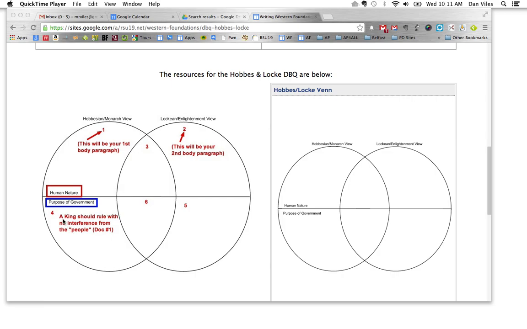And the way to write it is, we take that main idea, a king should rule with no interference from the people, and we cite it, we label which document that is from. Because as you fill up this Venn, you're going to have many, many labels in all of these sections, probably, and you want to make sure you know where each idea comes from, so that when you go to write, you'll be able to cite the document in your essay.